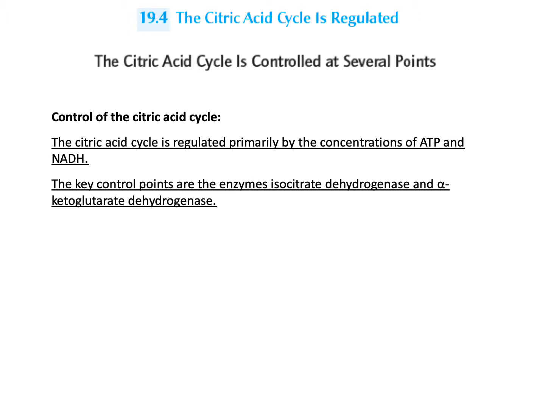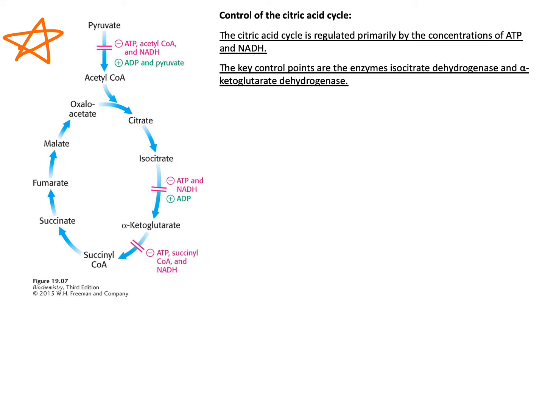The citric acid pathway is regulated at several points. The pathway is regulated primarily by the concentration of ATP and NADH. The control points are the enzymes isocitrate dehydrogenase and alpha-ketoglutarate dehydrogenase. The control of the citric acid cycle: it is regulated primarily by the concentration of ATP and NADH.